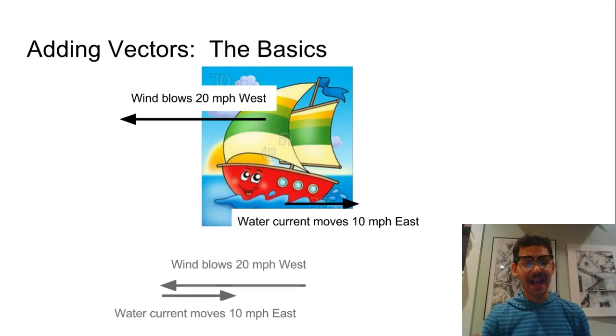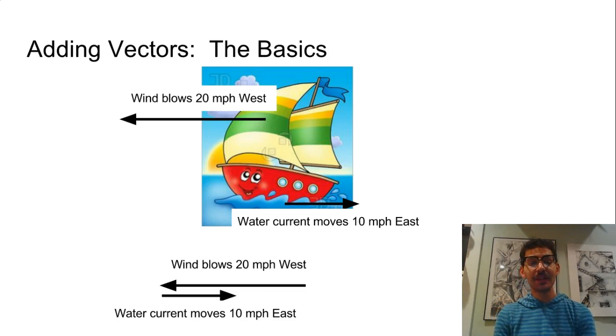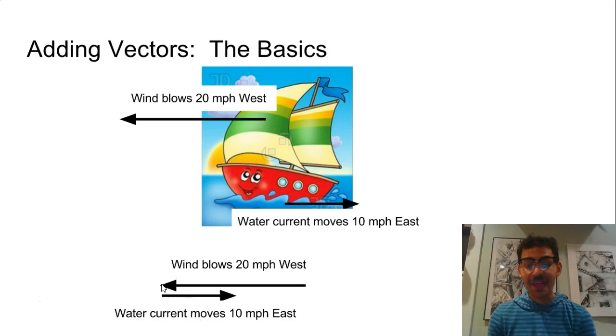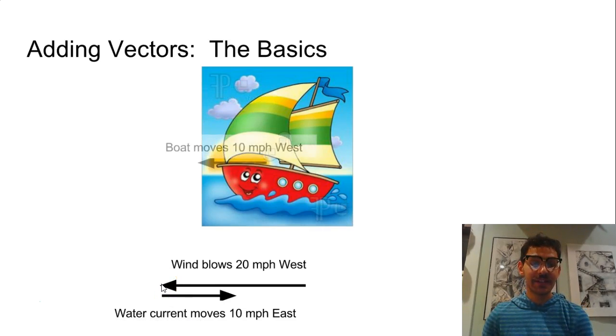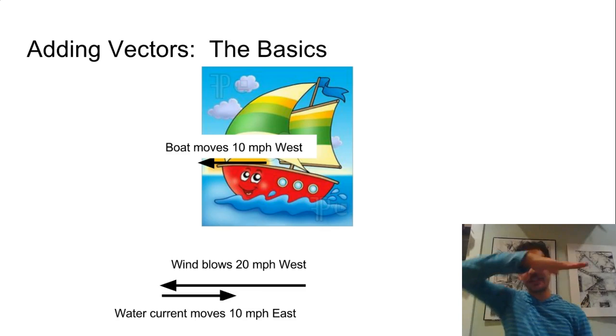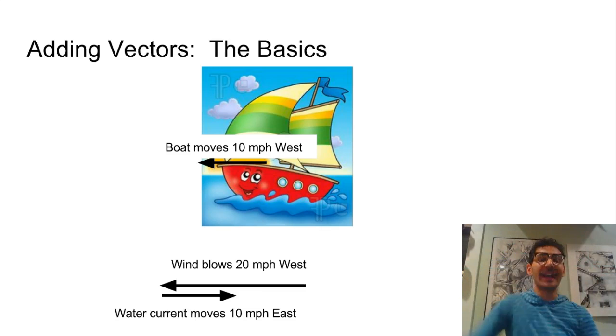Well, we can go ahead and add these vectors together by putting the tail end of the little one at the arrow end of our long one, and we can add them together. Well, the 10 miles per hour east cancels out 10 miles per hour of that western movement. Our boat's total vector movement will be 10 miles per hour west. So this is a basic way to add vectors together. These vectors are in one dimension. They're both operating on one axis. So that's pretty easy. That's pretty basic.